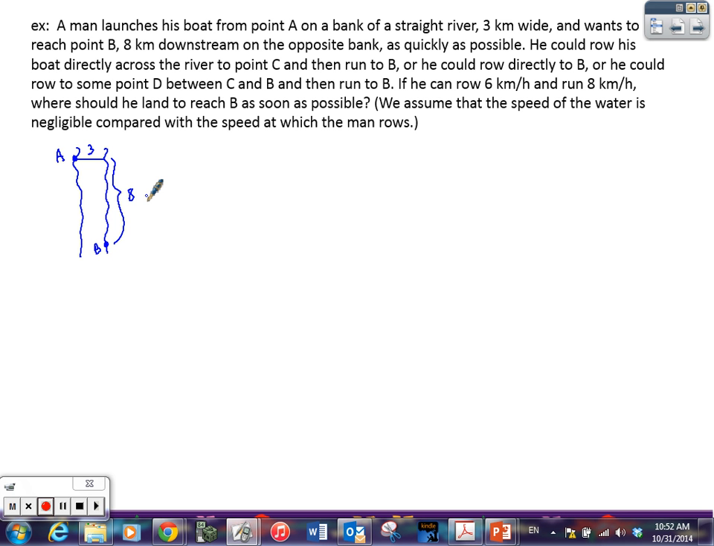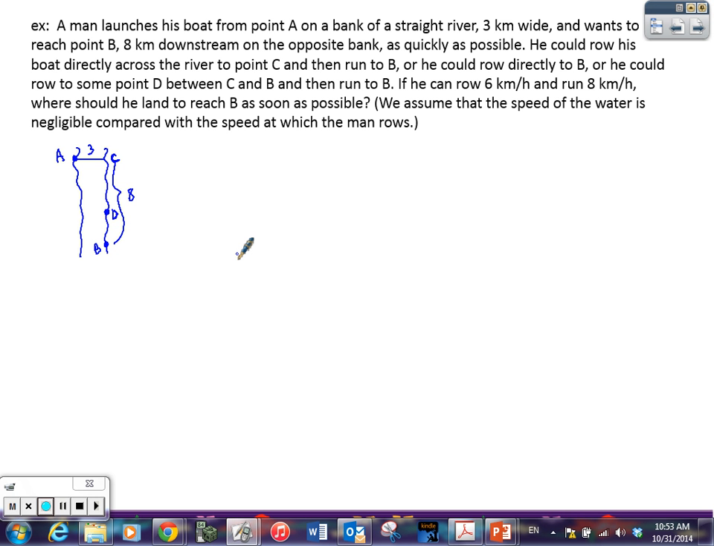We all okay? Okay, so he could row his boat directly across the river to point C. So this point is C. And then run to B. Or he could row directly to B. Or he could row to some point D. We'll say this is D. Between C and B and then run to B. Okay. So that's a lot of information right there.